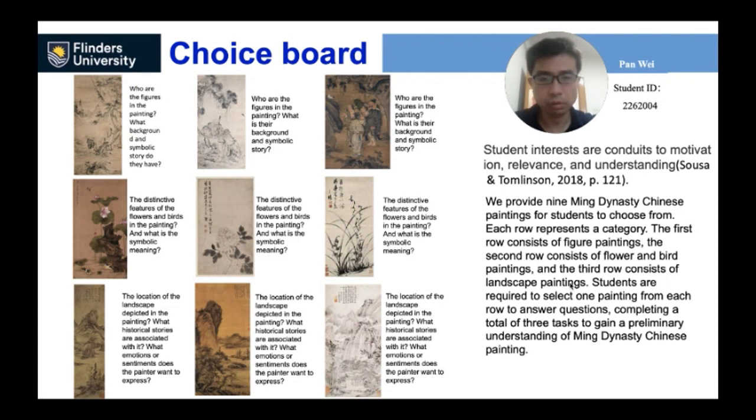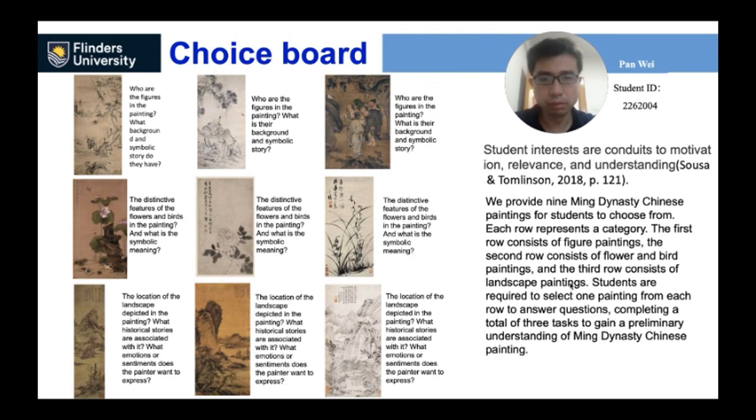In the first row, students are required to choose a Ming Dynasty figure painting for appreciation, and attempt to answer questions such as who the characters in the painting are, the background of the painter, or what kind of mood or blessings the characters in the painting represent.